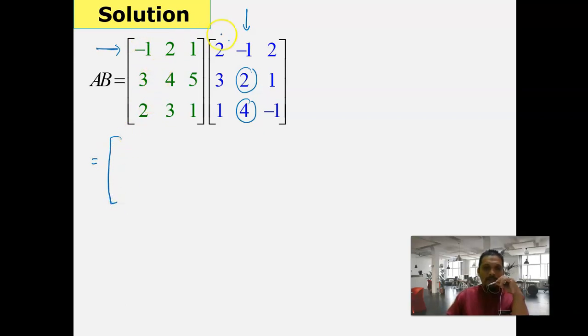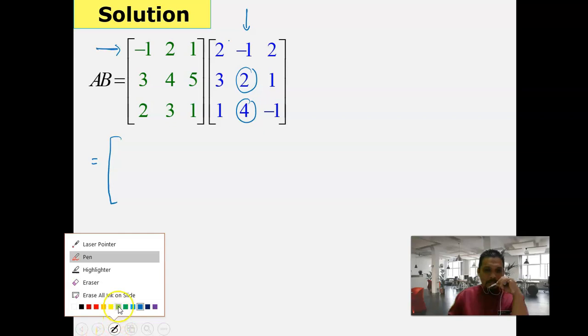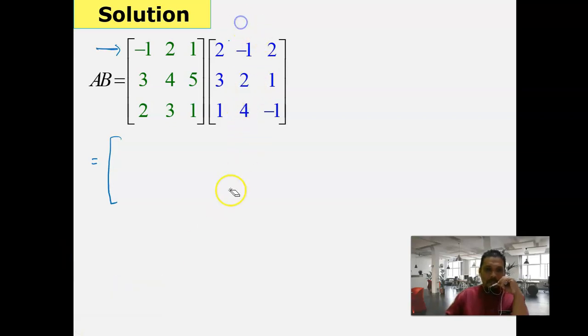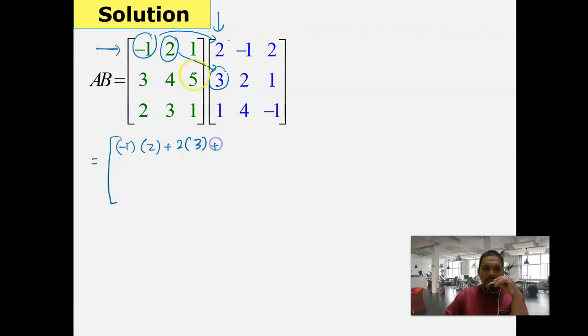Okay, the first one: we're focusing on the entries in row number 1 and column number 1. So -1 multiplied with 2, plus 2 multiplied with 3, plus 1 with 1.